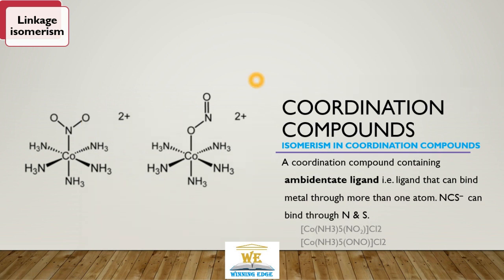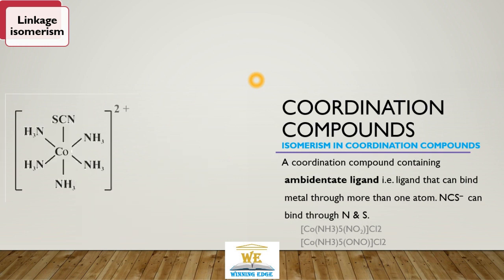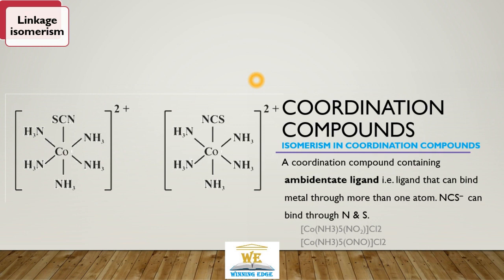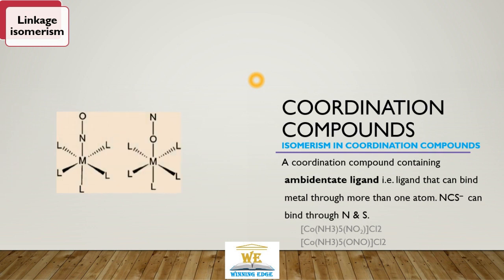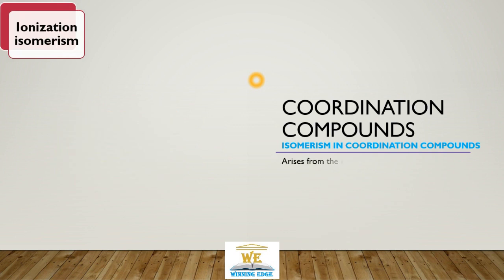Remember, linkage isomerism is exhibited by ambidentate ligands. Nitro. Now, isothiocyanate, thiocyanate, nitrosyl group through N or O or oxygen.